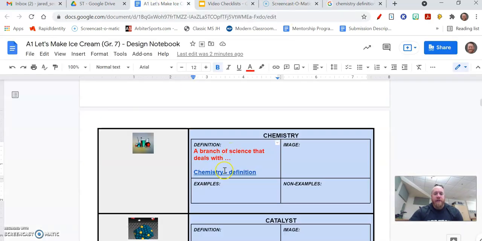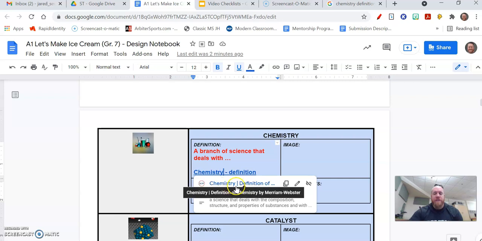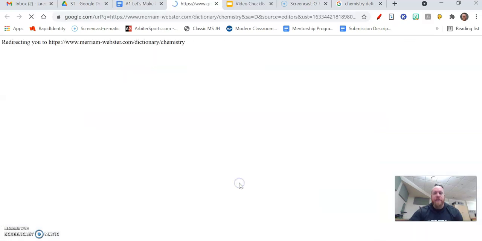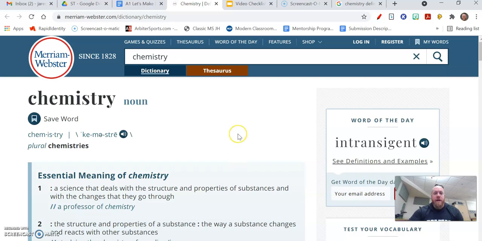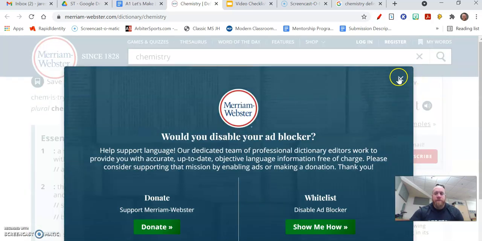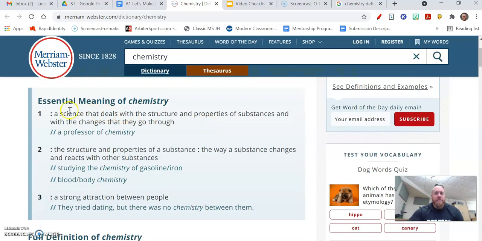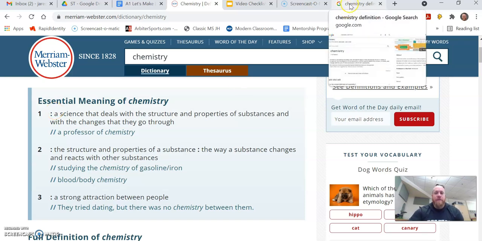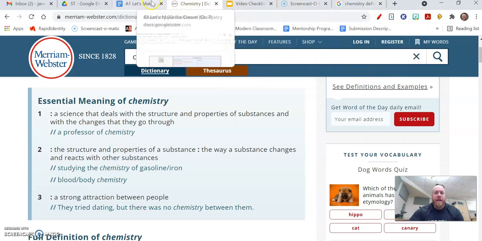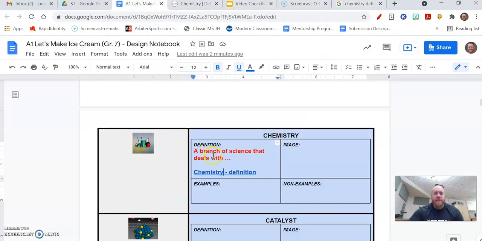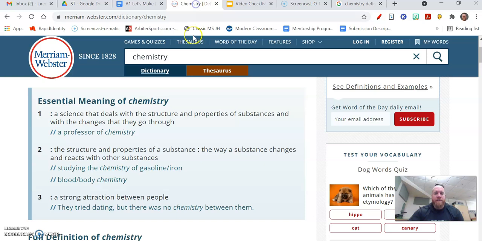Or in your design notebook, you could also click on this link to the dictionary definition of chemistry, which, oops, get rid of that ad, is right here as well. And so either way is okay, it's up to you. So if I look back at my design notebook, a branch of science that deals with what? If I go back to the dictionary, a branch of science that deals with the structure and properties of substances.